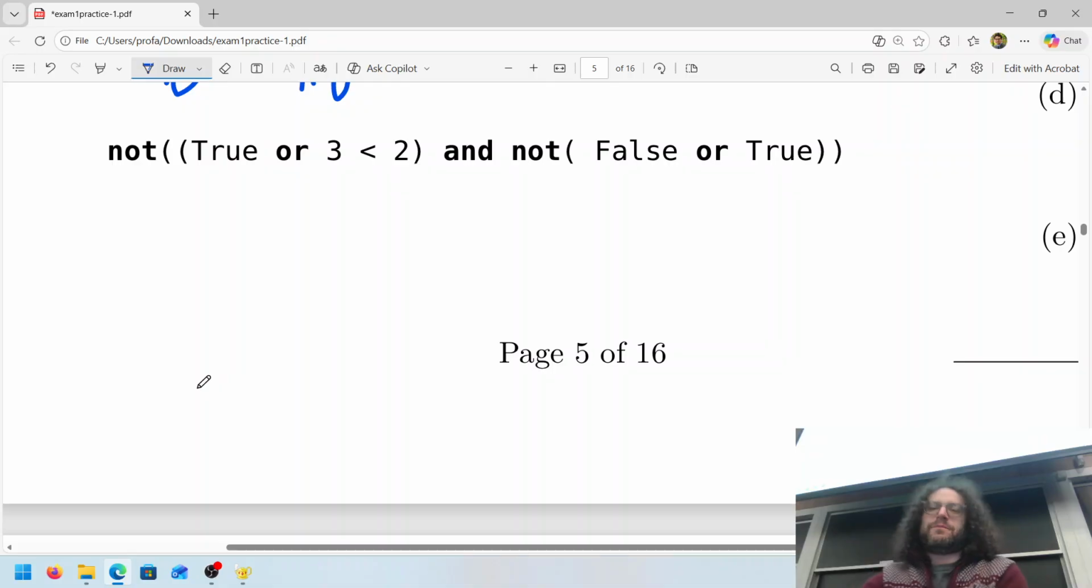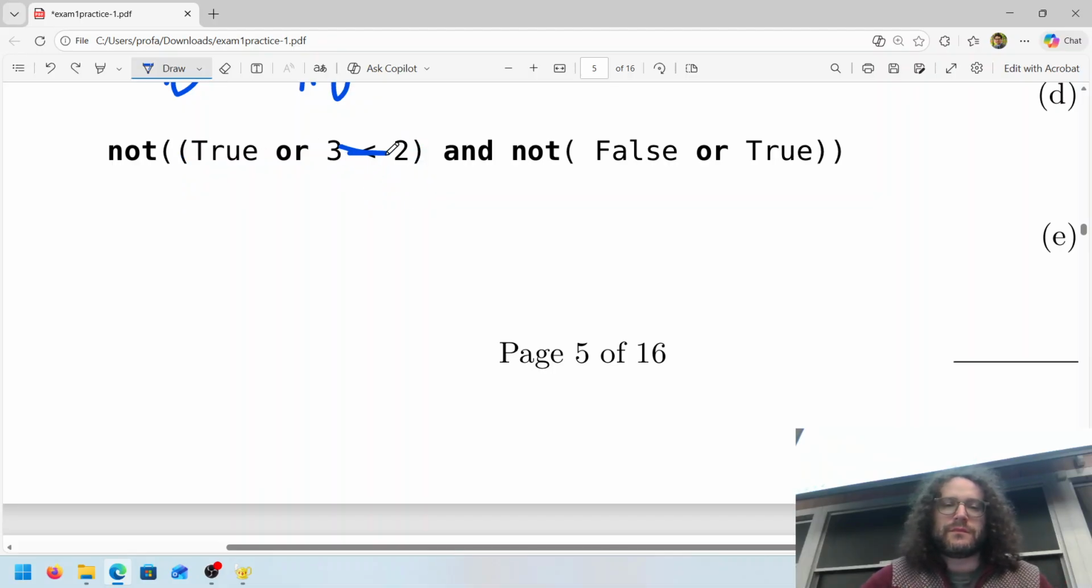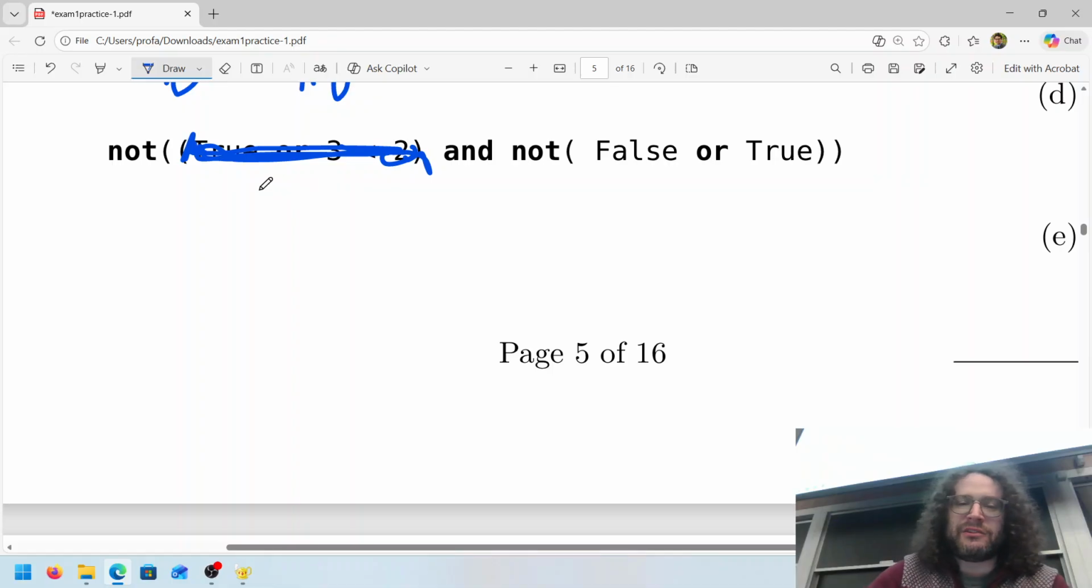So parentheses still matter, so we're going to do that. All right, so we've got a true or 3 less than 2. That's false. But like I was saying, this doesn't matter. We see over here in these parentheses, we have a true or false. So this entire small clause, between this second parenthesis and what closes it off, is true because we have an or statement with one side being true.